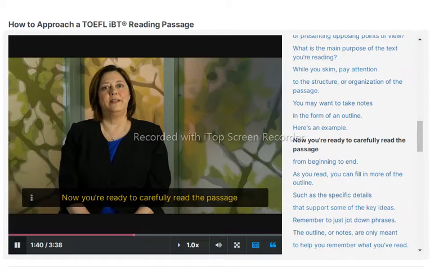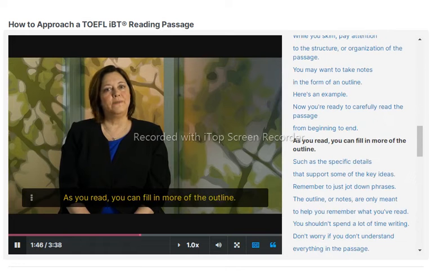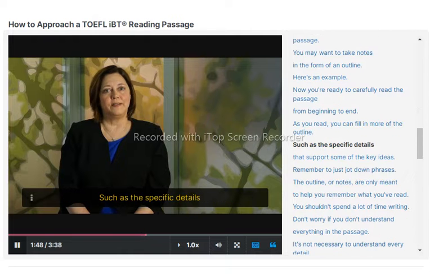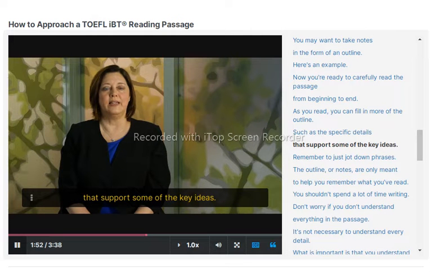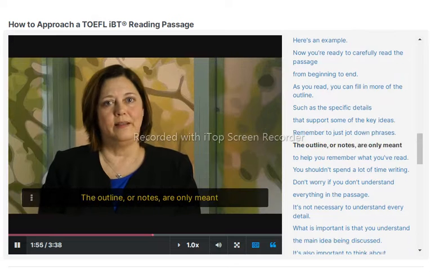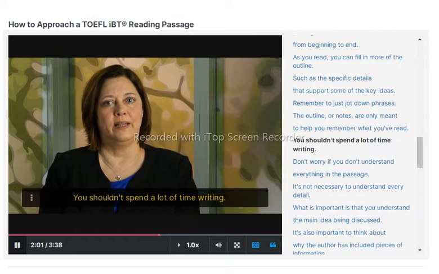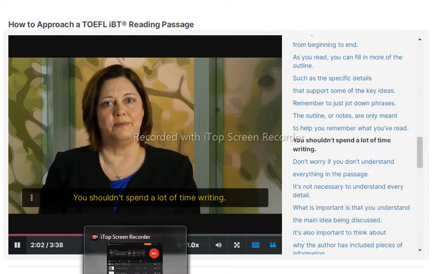Now you're ready to carefully read the passage from beginning to end. As you read, you can fill in more of the outline, such as the specific details that support some of the key ideas. Remember to just jot down phrases. The outline or notes are only meant to help you remember what you've read. You shouldn't spend a lot of time writing.